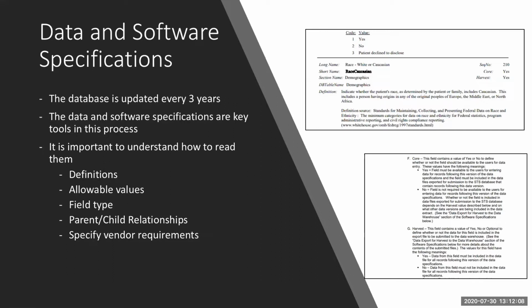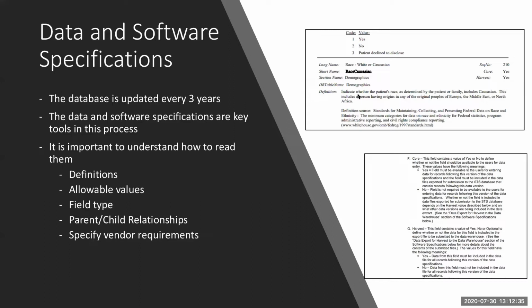This is the picture up on the top of the screen. This is a screenshot of what the data specifications look like. It gives us a definition. We have a long name, which is the name of the field written out, so it's really easy to recognize what's being collected in this field. We have a short name, which will stay with it and can never be changed.